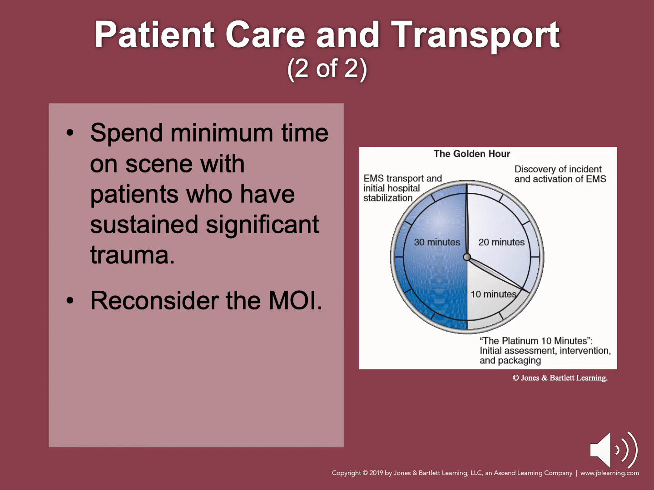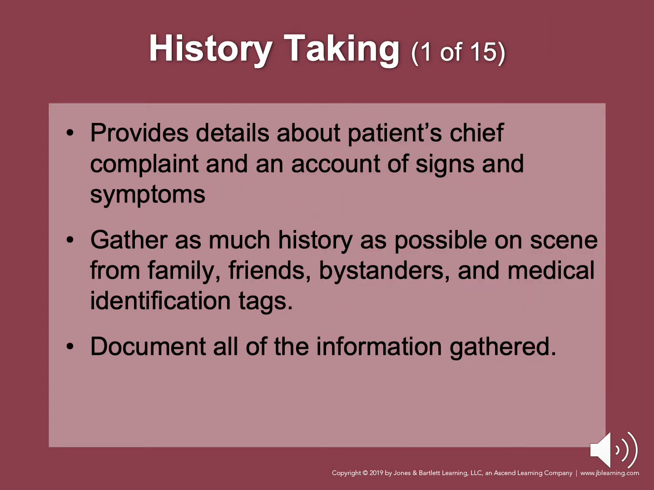All right, history taking. So this is where you can get a lot of your details about the patient's chief complaint and an account of the patient's signs and symptoms. History taking is pretty important. You want to get as much history as possible on the scene from family, friends, and bystanders. Check for medical ID tags and paperwork. They may have them on their ankles somewhere. They may be wearing a dog tag somewhere, or it may be in a wallet stuffed somewhere. So do look for those, living wills, DNRs, MOLST forms, different things like that too.